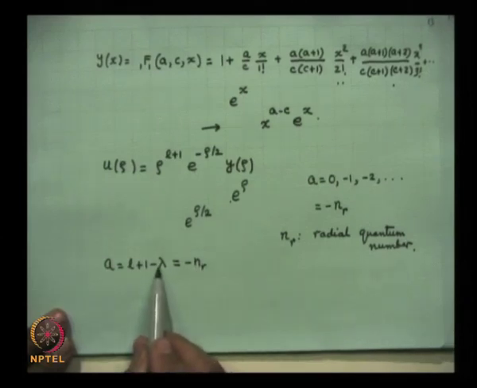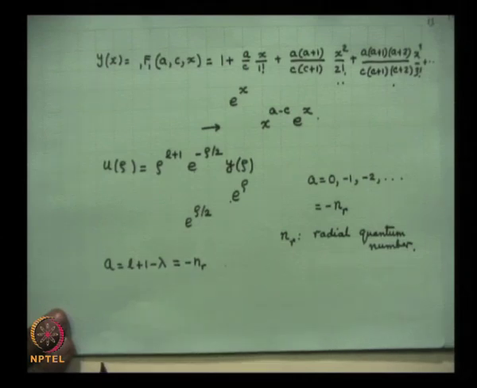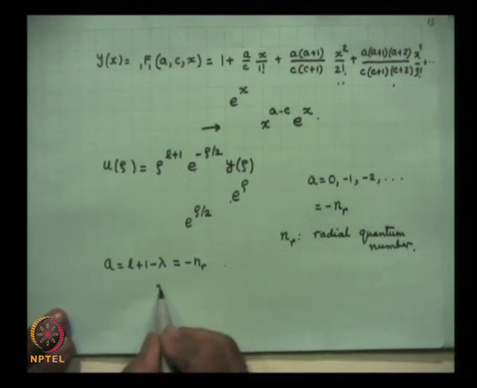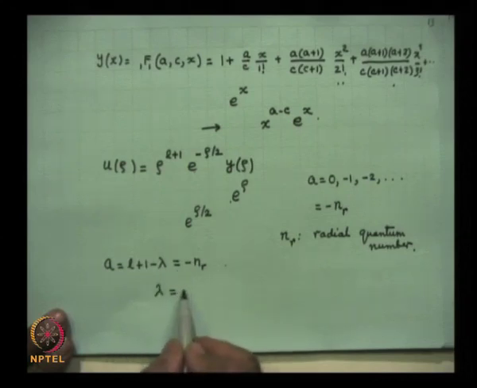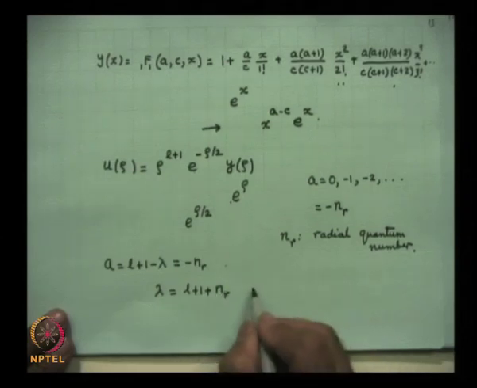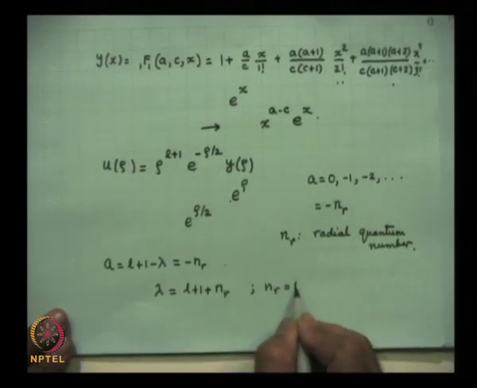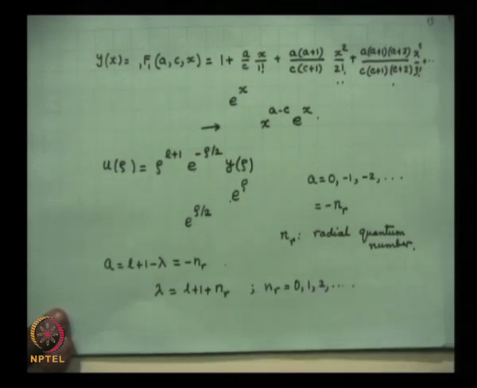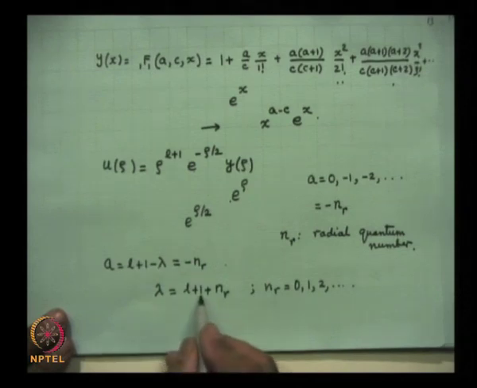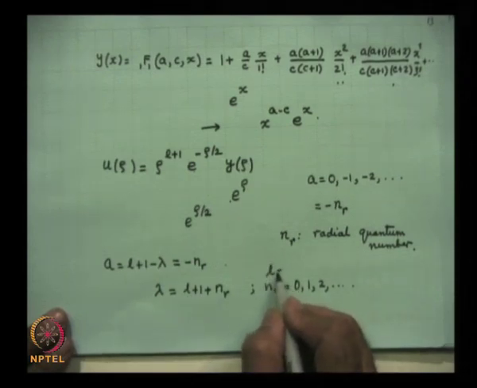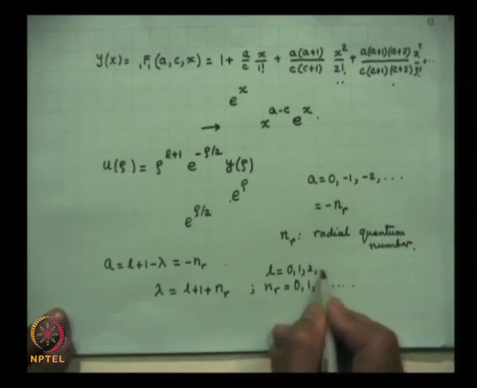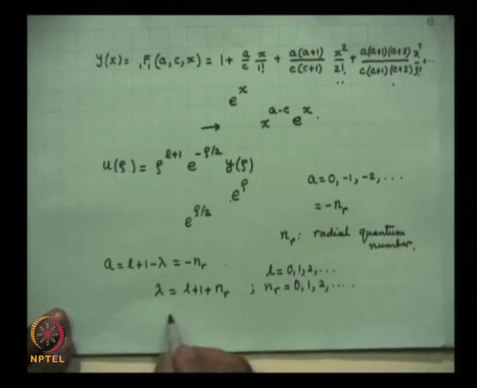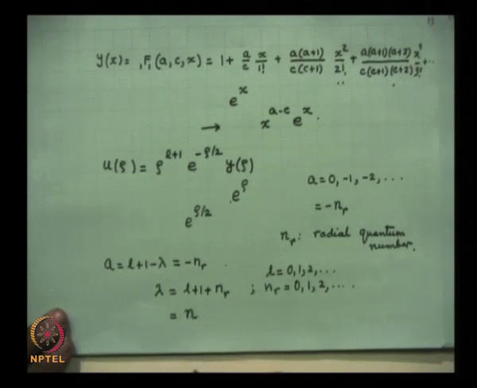So, please see this, I take lambda to this side and nr to this side. So, I get lambda is equal to L plus 1 plus nr, where nr goes from 0, 1, 2, 3 to infinity. This is because L also, if you recollect, is equal to 0, 1, 2, 3, etc. So, this I write is equal to n, which is known as the total quantum number.